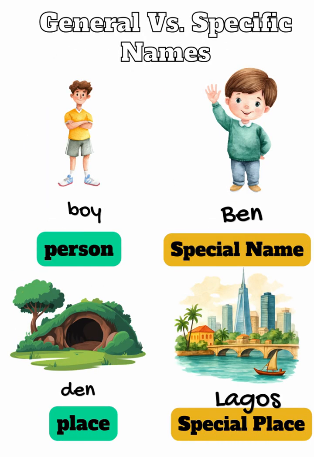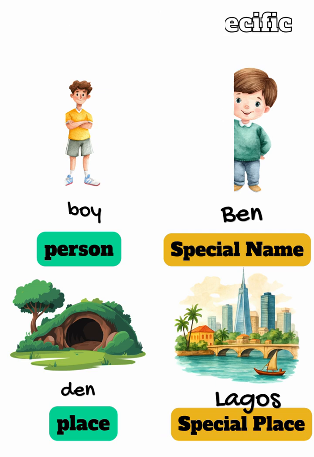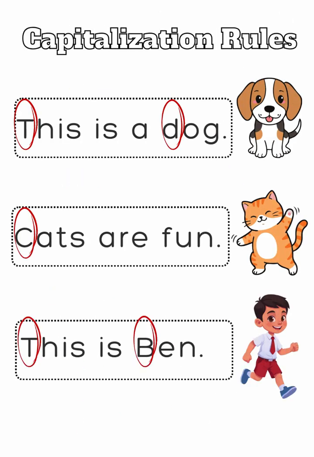Focus on the common nouns. A child should know that a boy is a person and a den is a place before you ever introduce specific names. Teach them the capitalization rules. Remind them that everyday things stay in small letters. People are special, so their names always start big, and the very first word of a sentence always stands tall.